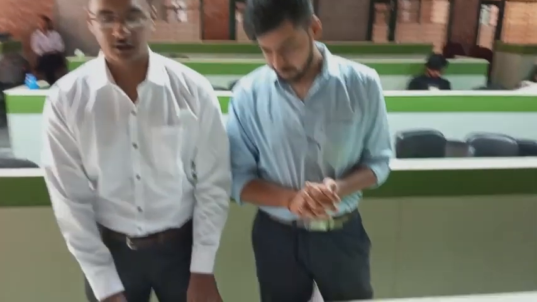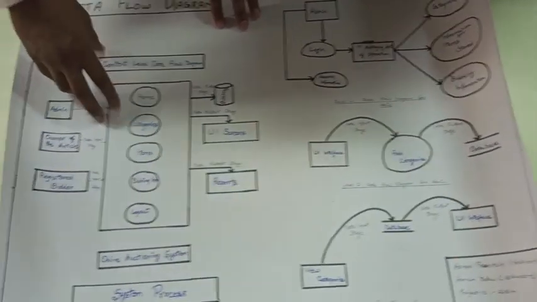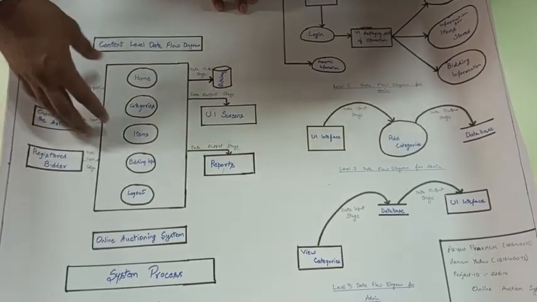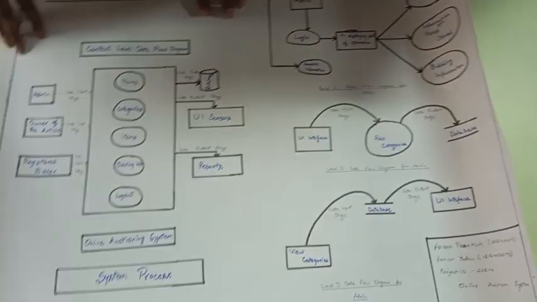In this process, the admin basically controls all the functions over and inside this system. The information included is home, categories, items, bidding items, and logout. So there are three levels of data flow chart.